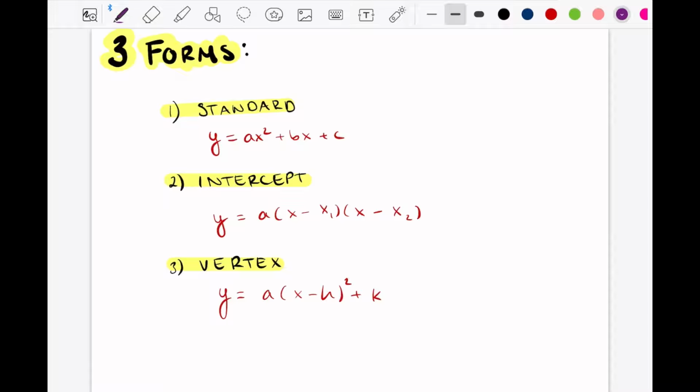So the standard form is probably what you're most used to seeing, but as you can see, there are more forms, and each of them has its own purpose, and we'll go over what the purpose is and how that is reflected in the way that the form or function is expressed.